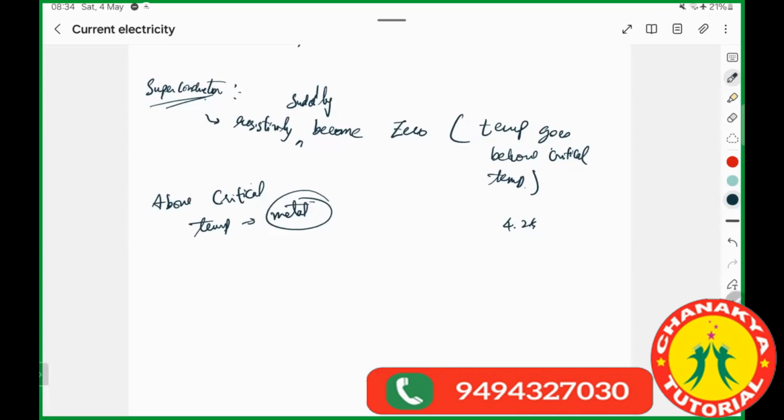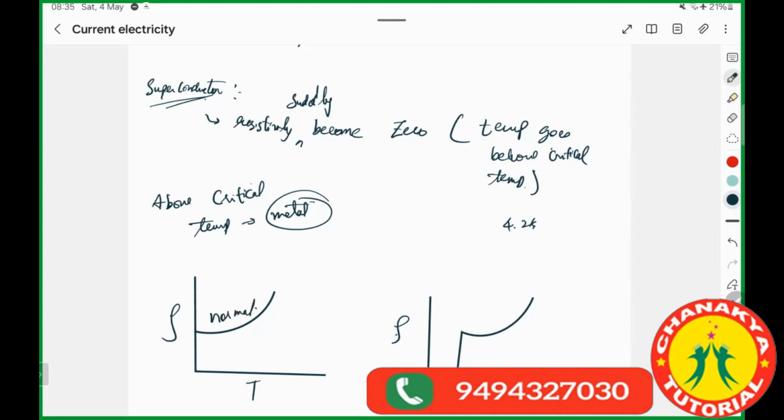Let me draw and show a graph. This is resistivity and this is temperature. This is for a normal metal, which increases with temperature. Below the critical point, they have zero resistance, so they are better conductors compared to normal conductors. This point is called the critical temperature.